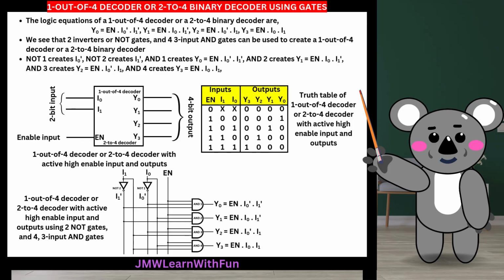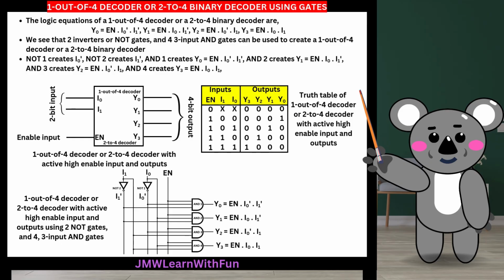When en is 1, input I1 is 0, I0 is 1, output y3 is 0, y2 is 0, y1 is 1 and y0 is 0. When en is 1, input I1 is 1, I0 is 0, output y3 is 0, y2 is 1, y1 is 0 and y0 is 0. When en is 1, input I1 is 1, I0 is 1, output y3 is 1, y2 is 0, y1 is 0 and y0 is 0.